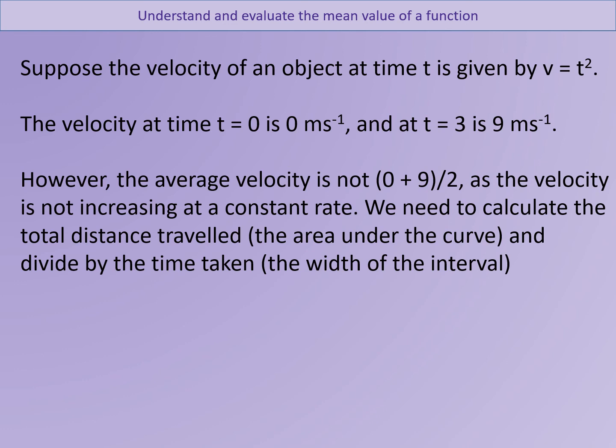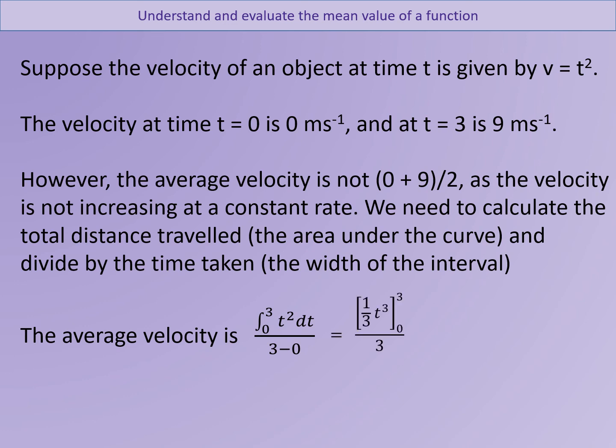Instead, we need to use the mean value formula to calculate the total distance travelled, which, as we know, is the area under a velocity time graph, and then divide by the amount of time taken. So the average velocity will be the integral of t squared from 0 to 3 divided by 3 minus 0. So we can see that the average velocity over this time period is not 4.5, but is in fact 3 meters per second.